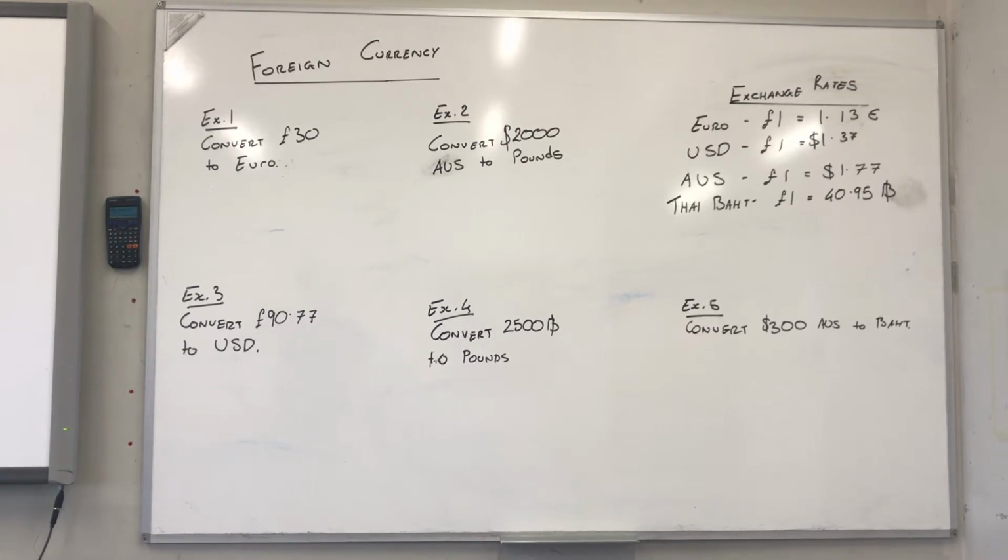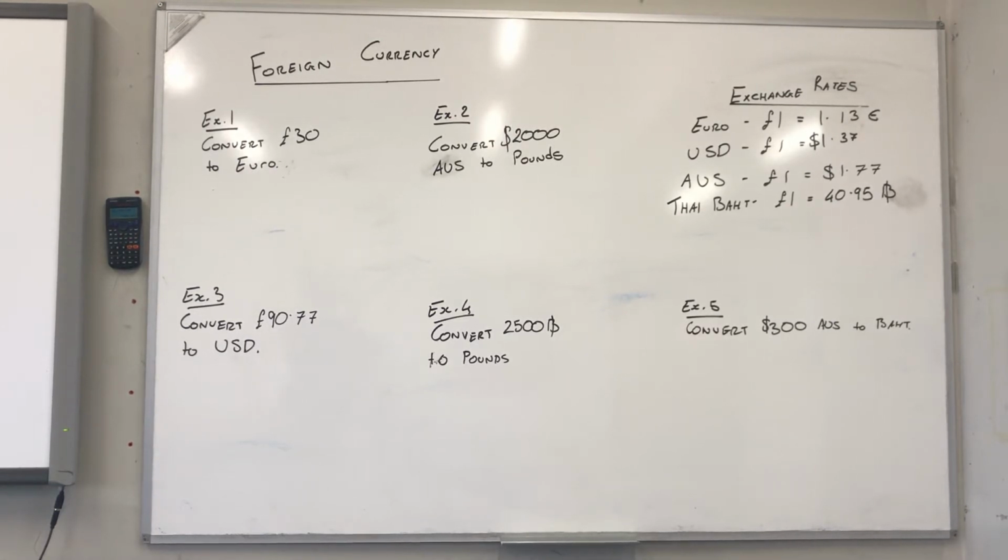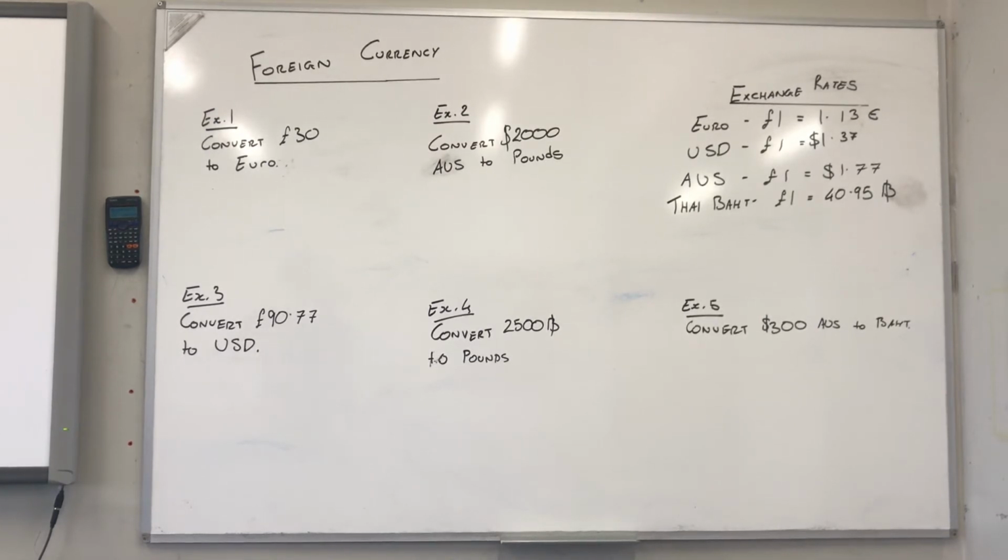As you can see, £1 is worth €1.13. Then we've got £1 is also worth $1.37 if I was in America. £1 is worth $1.77 in Australian dollars. And then some have big, huge numbers. For example, Thailand, £1 is worth 40.95 baht.